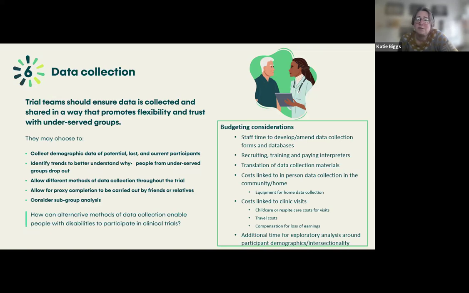But basically, if you think an underserved group should be in your study, you need to collect the data to know whether they are. Allowing, again, with the flexibility, different methods of data collection. Strategically plan outcomes and analysis.